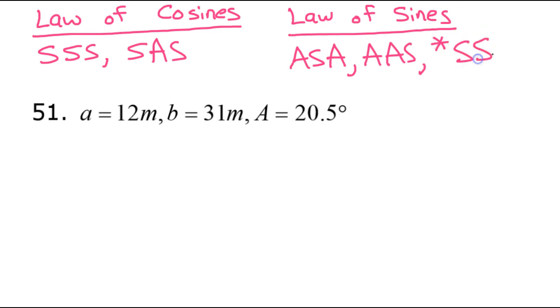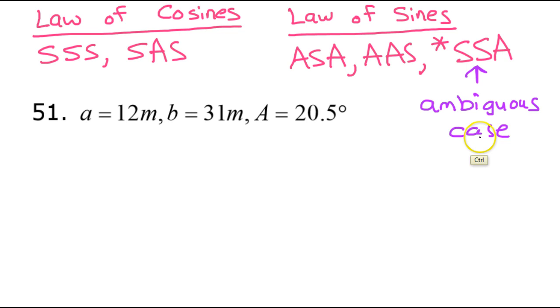It's called side, side, angle. When you have two sides and the angle that is not between them, this is called the ambiguous case. It's called the ambiguous case because sometimes you will have no solution, and sometimes you will have one solution, and sometimes you will have two solutions. And we just won't know unless we do a little bit of extra work.